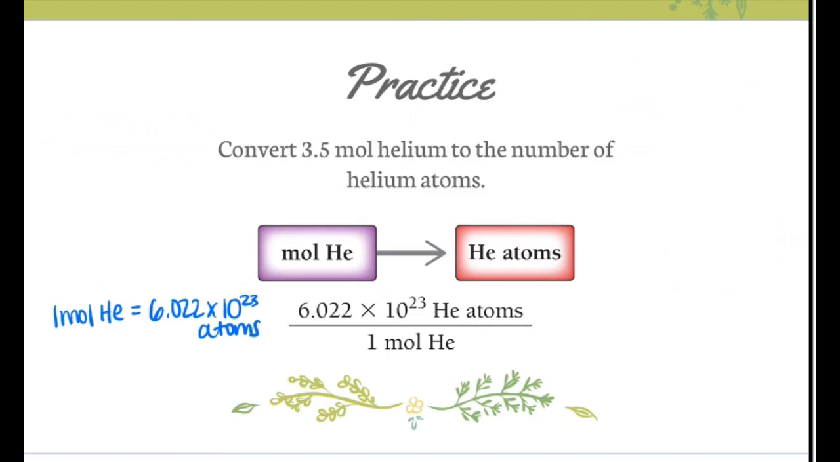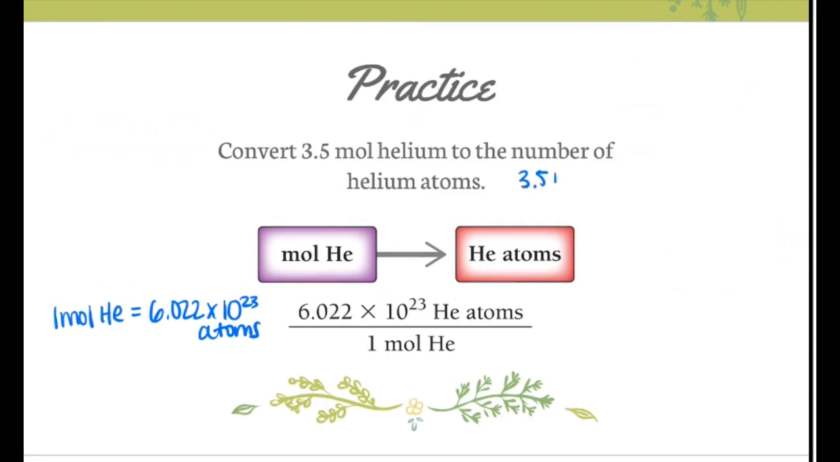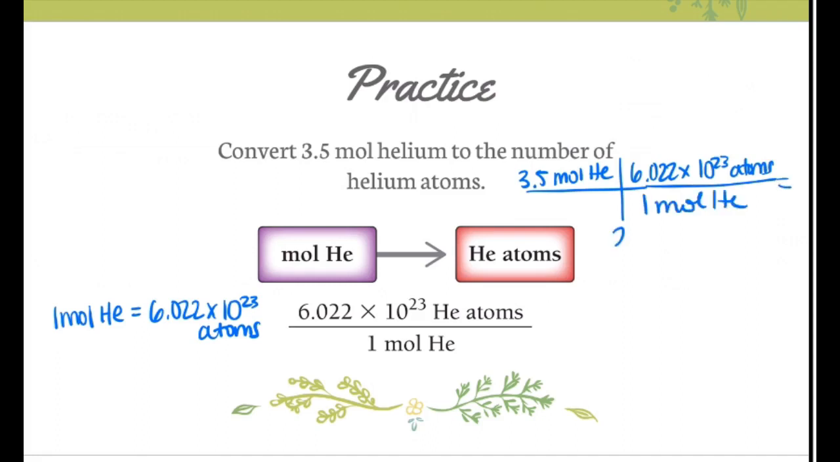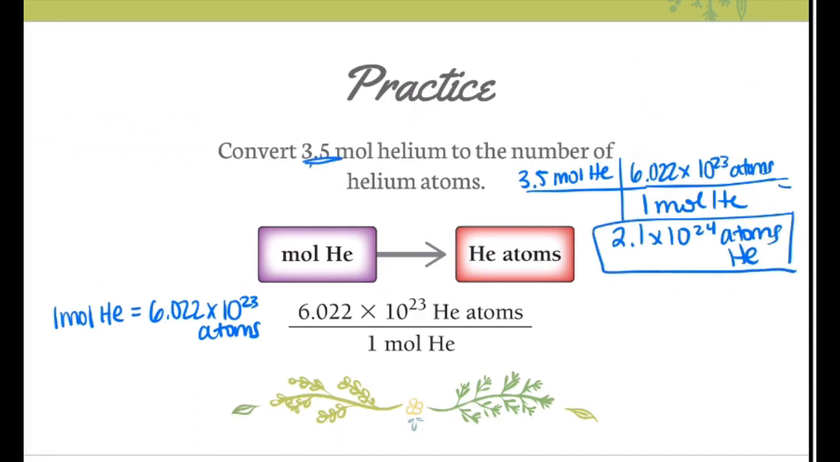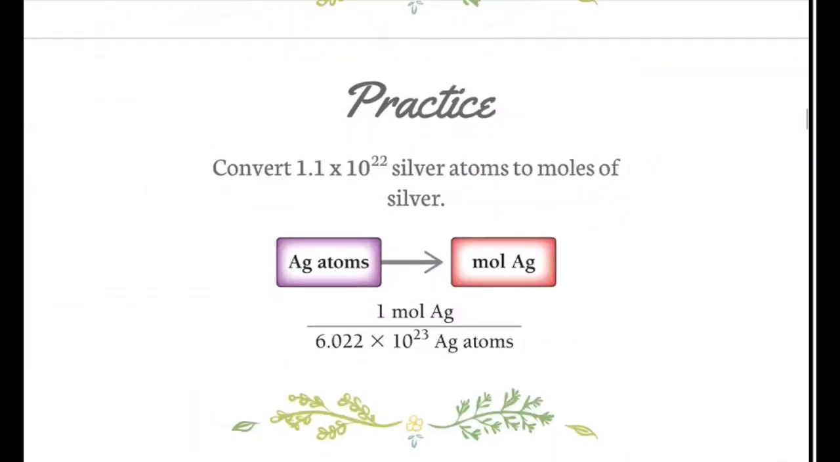So I should have 3.5 moles of helium, and then I should have Avogadro's number of atoms of helium over 1 mole of helium. Alright, and careful how you put it in your calculator, but you should get 2.1 times 10 to the 24 atoms of helium. Sig figs are going to be 2 here because of the 3.5 moles, the sig figs I have here. Alright, try it again.